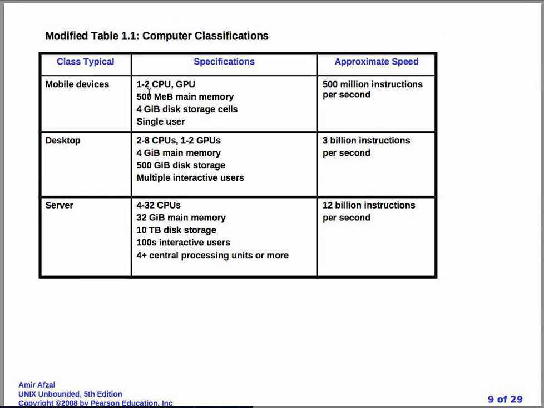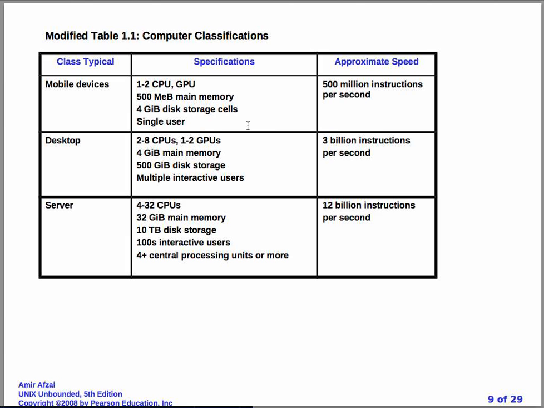A typical mobile device like a smartphone or a tablet will have half to a gigabyte of main memory. So that's 500 megabytes, about half gigabyte. And then maybe 4 gigabytes of disk space. And when I say disk, could mean flash memory, and it's meant to be used by a single user. So the approximate speed of the CPU is about 500 million instructions per second. These are very simple instructions executed by the central processing unit, or CPU.